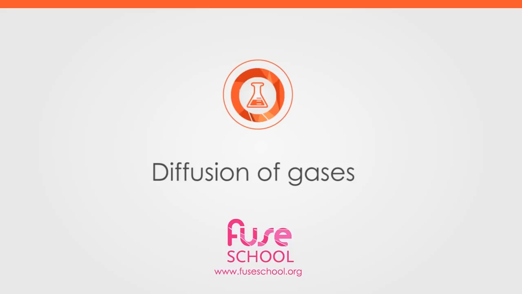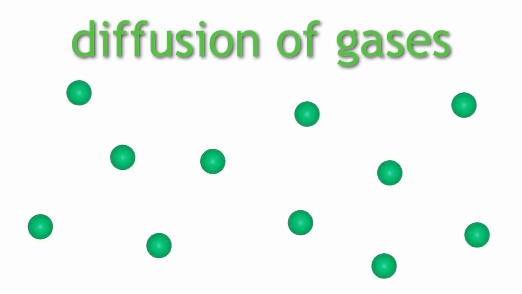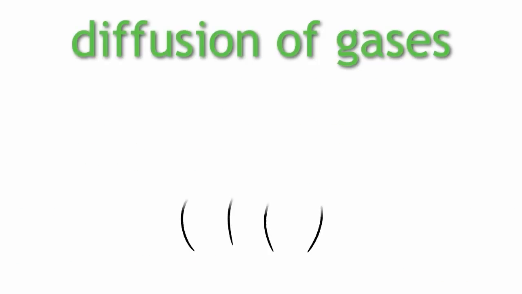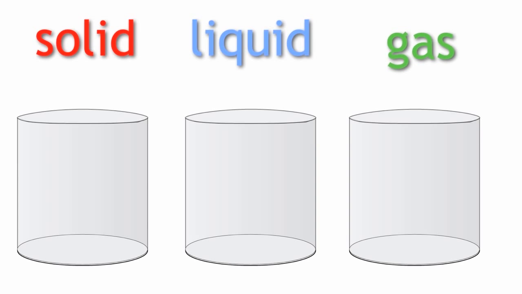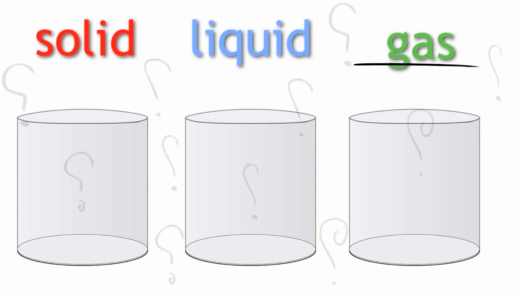In this lesson, we are going to learn about diffusion of gases. This will help you to understand how gases behave and also explain why smells spread. Before we start, you need to recall what solids, liquids and gases are like in terms of their particles. In particular, I'd like you to ask yourself, how are the particles arranged in a gas?